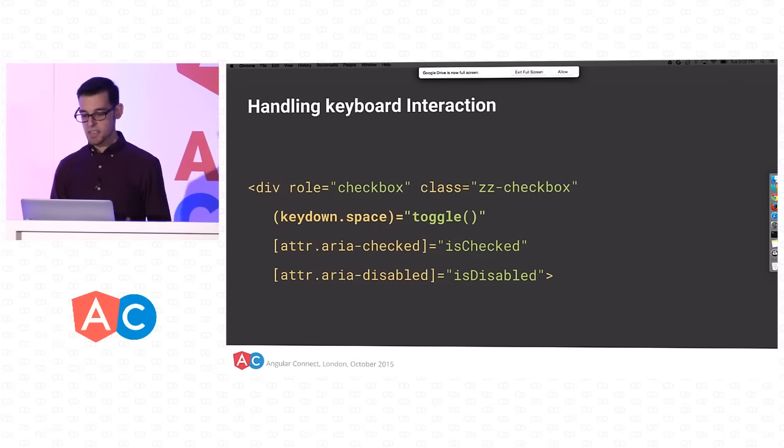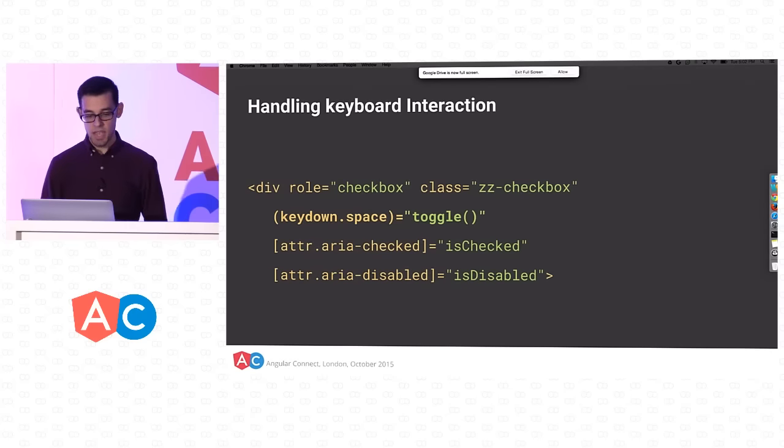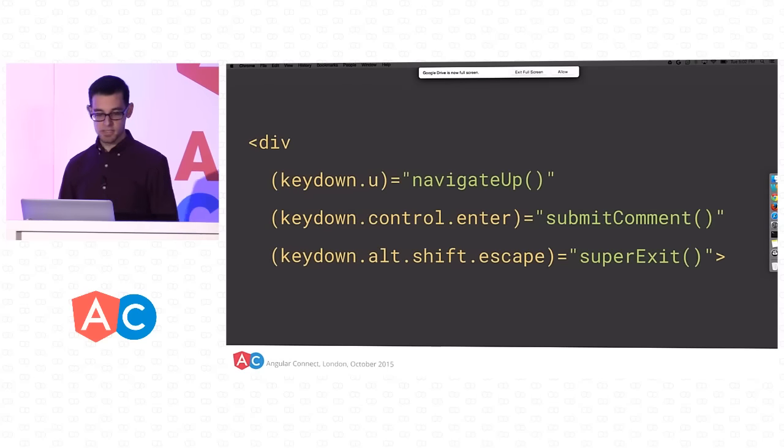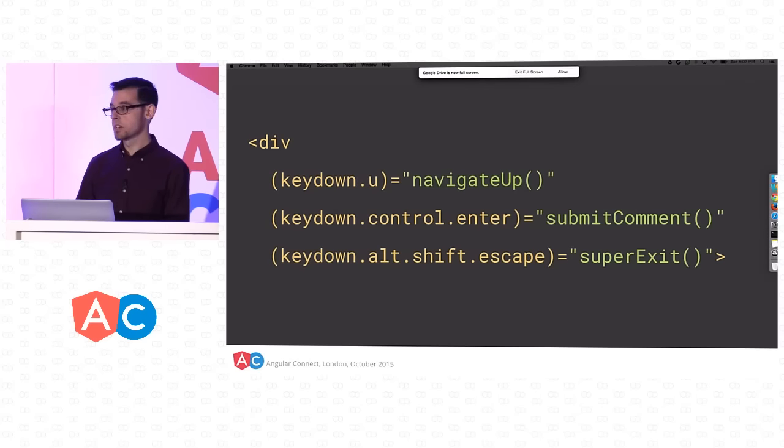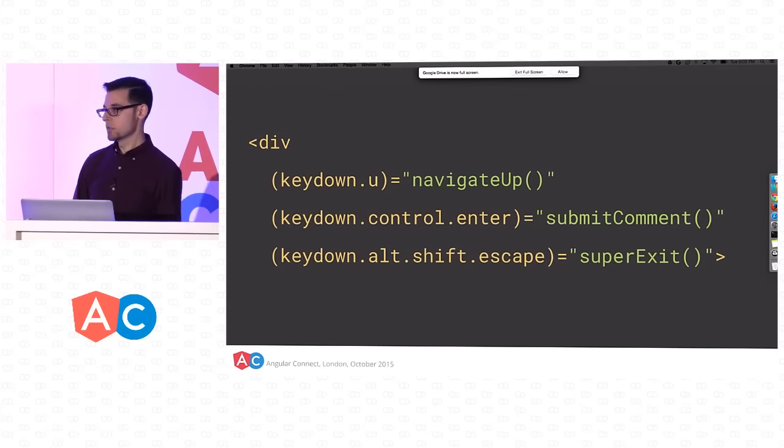Angular understands this keydown.space as an event and will only fire the handler when there is a keydown event for the space key. And of course, you can use multiple of these event bindings at once. So on a single element, you can have a binding on a single key, like keydown.u, or with a modifier key, like keydown.control.enter, or with multiple modifiers, like keydown.alt.shift.escape. This makes it really easy to cleanly handle a lot of your keyboard shortcuts, and no more do you have to live under the tyranny of the key code switch statement.